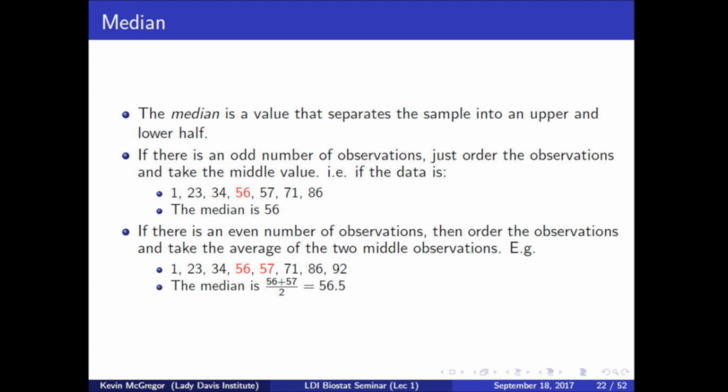And if we have an even number of observations, obviously there's no middle value in that case. So we just take the middle 2 observations and we take the average of them. We just do that by convention. That is still going to split our data into an upper half and a lower half.